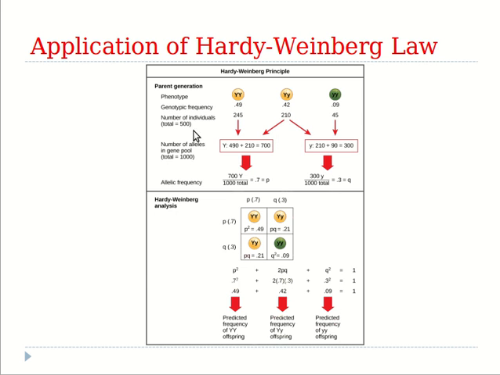Clear? So we can apply the Hardy Weinberg analysis if we know any of this. We needn't even know the whole thing. If we know the genotype frequency of any of these, homozygous dominant, homozygous recessive or heterozygous condition, we can very well find out the number of individuals with a particular genotype. We can find out each one. We will see with an example.